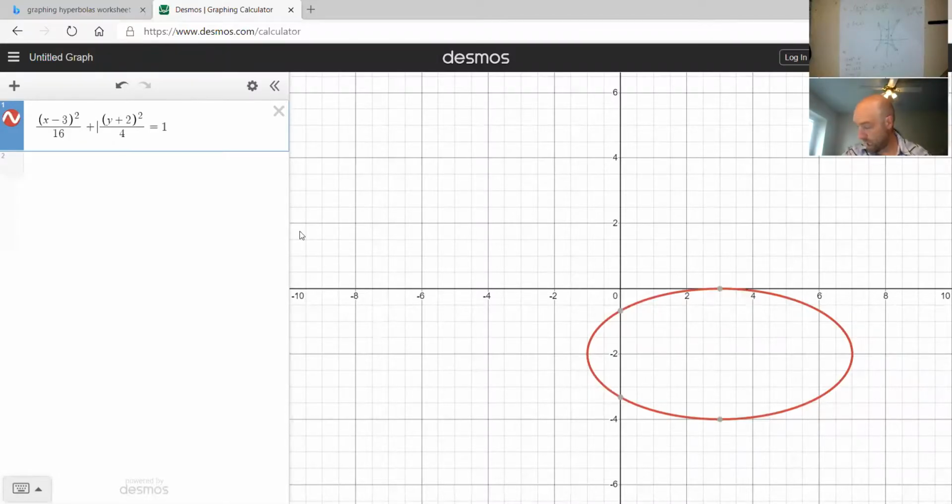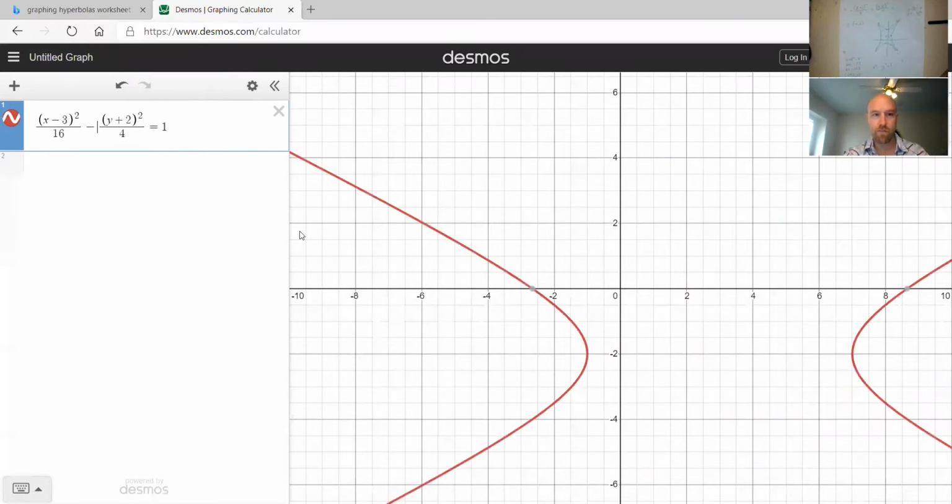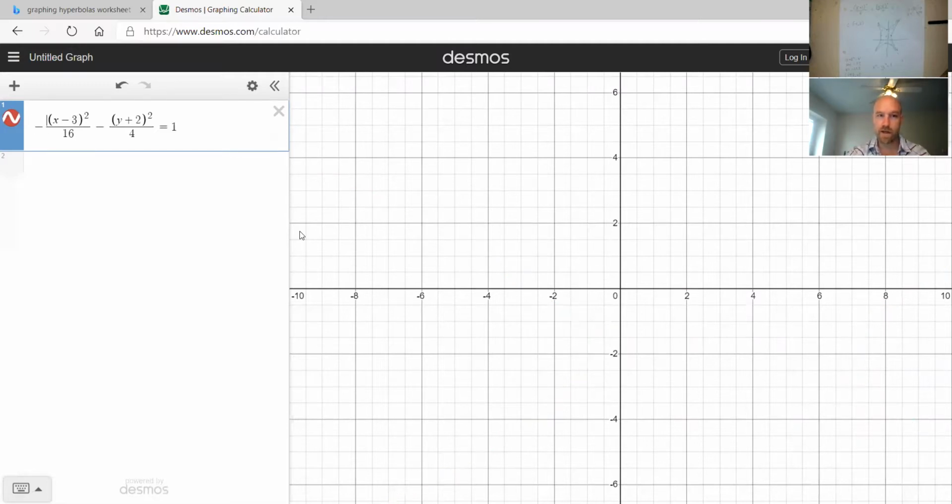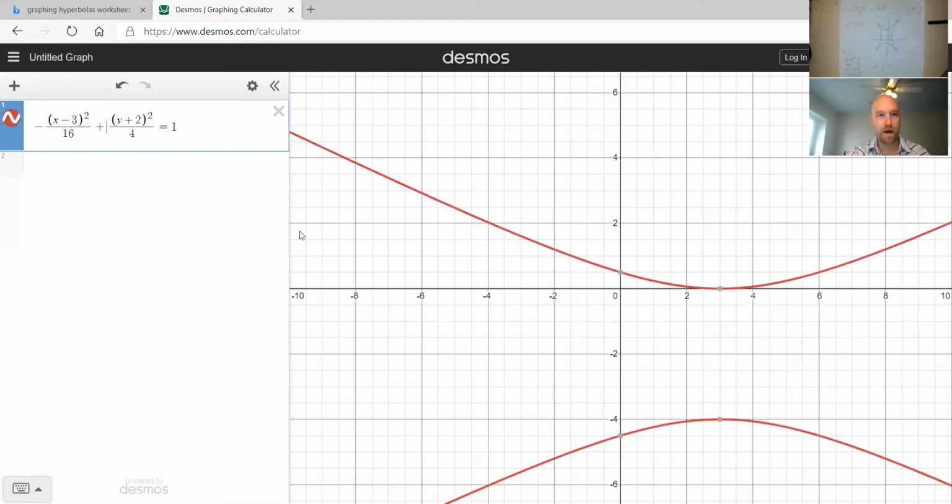Here was the case from the ellipses, which I drew by hand, but didn't look nearly as nice. If I change this to a minus sign, it will be a hyperbola. If I change this one to a minus sign as well, I have nothing. But if I go like that, now that the y squared bit is positive, it goes up, down.